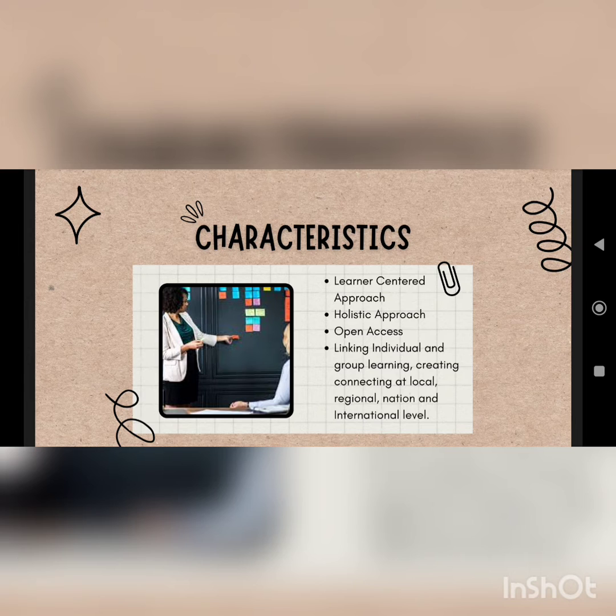The fourth one is linking individual and group learning and creating connections at local level. As social studies majors, we should always have a connection, be it local, regional, national, and international, so that we can get information inside or outside the country, or know what is really happening in the country. Next slide.